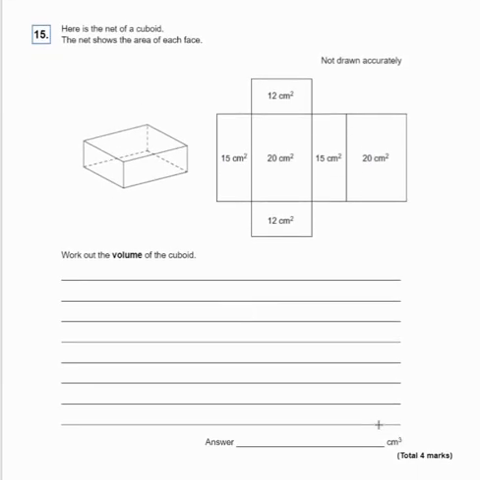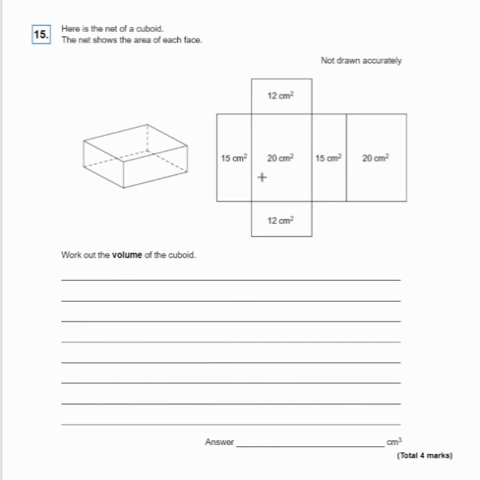Here is the net of a cuboid. The net shows the area of each face, and it says work out the volume. So this is an interesting question because they've given us the area of each face, so we need to work out what the lengths of the sides are. So this is fun. So what could this be?